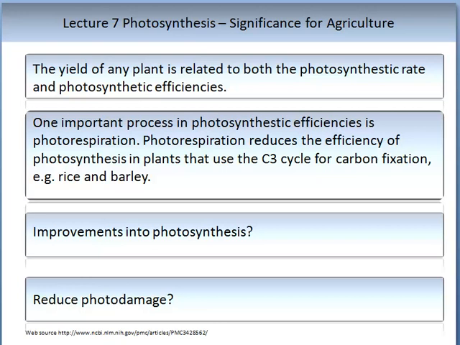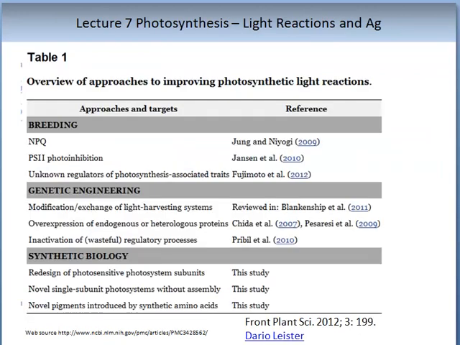Photo-damaged plants have had to develop a whole set of regulatory and protective responses, and these include processes that dissipate excitation energy as heat and allow for the rapid repair and turnover of photo-damaged photosystem 2 subunits. So does this mean that we can improve photosynthesis? Does this mean that we can reduce photo damage? These two questions are very important and have been the subject of breeding and genetic engineering.